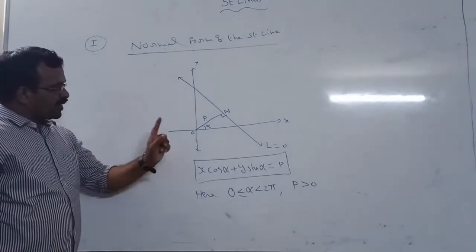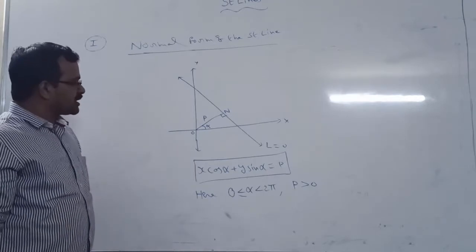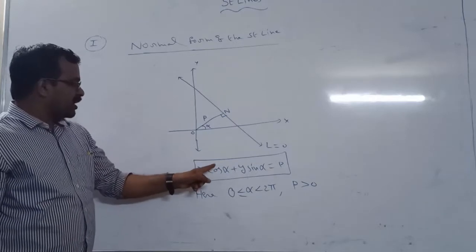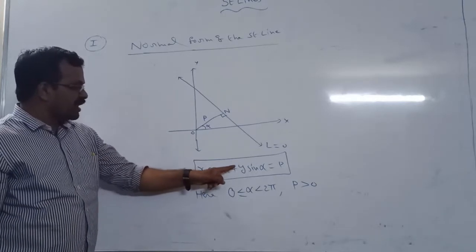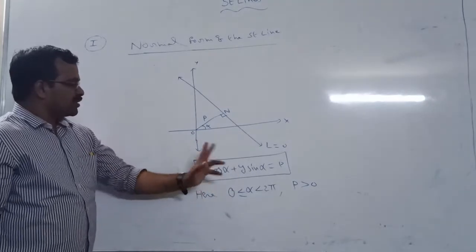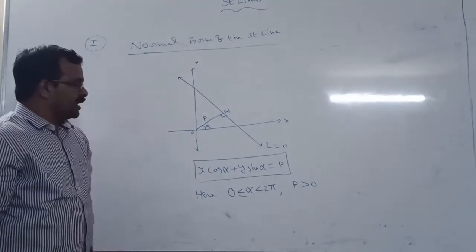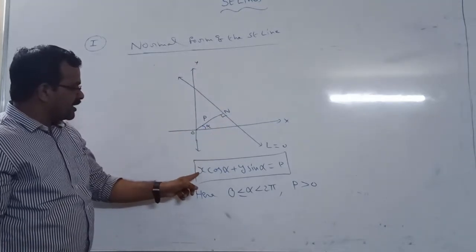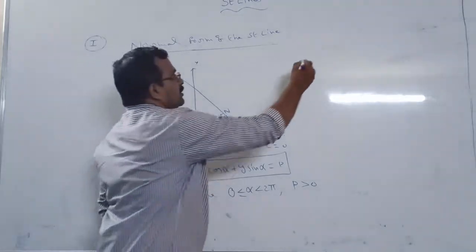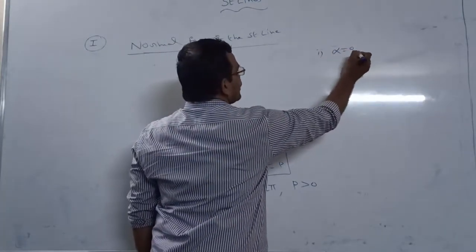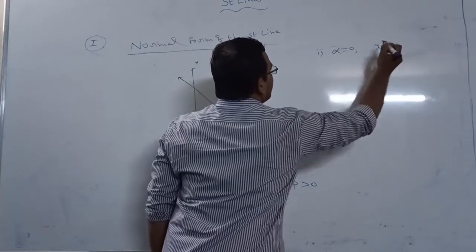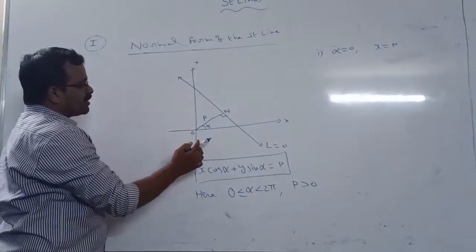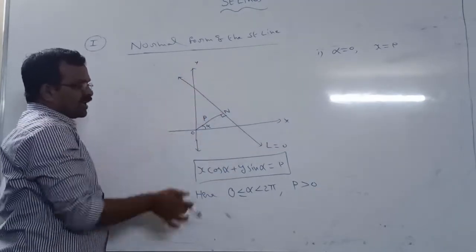For example, alpha equal to 0: cos 0 is 1 and sin 0 is 0, so obviously x equal to p. x equal to p means a vertical line. That means when alpha equal to 0, the line becomes a vertical line.